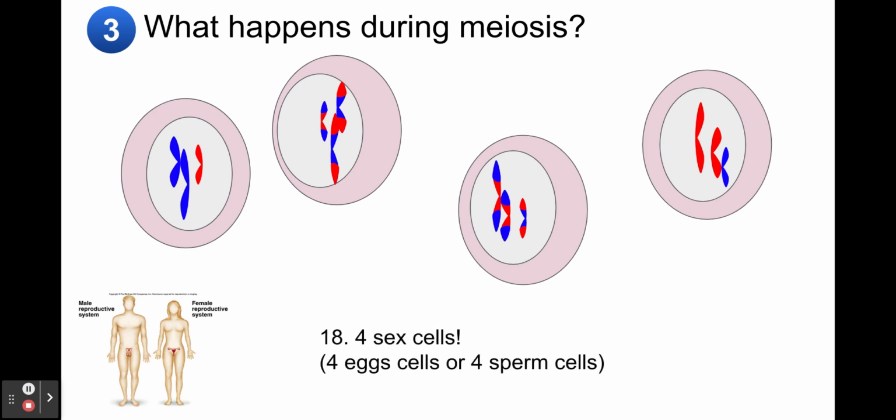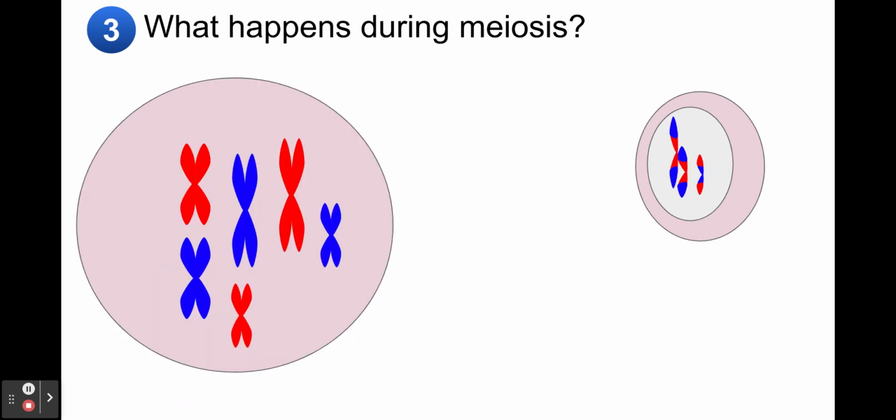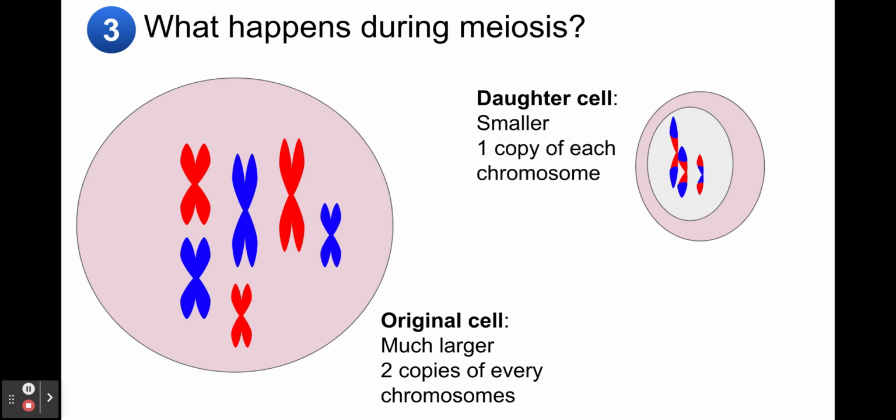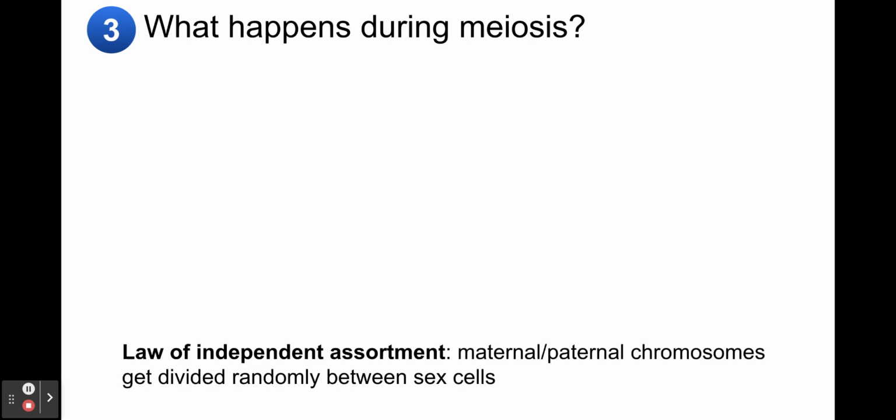This is step 18, our final step. We end up with 4 sex cells. They're either 4 egg cells or 4 sperm cells, depending on which reproductive system they are forming in. Let's compare. On the left, we have our original cell. This original cell is much larger. It has 2 copies of every chromosome. On the right, we have our daughter cell. It is much smaller, and there's only 1 copy of each chromosome, and some of those copies might be recombinant.